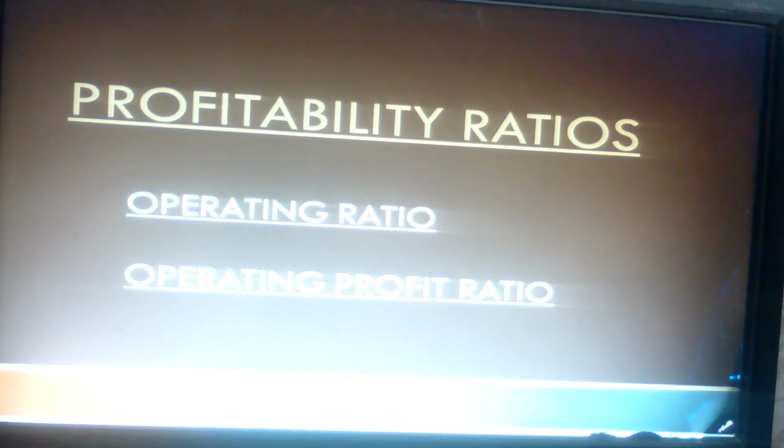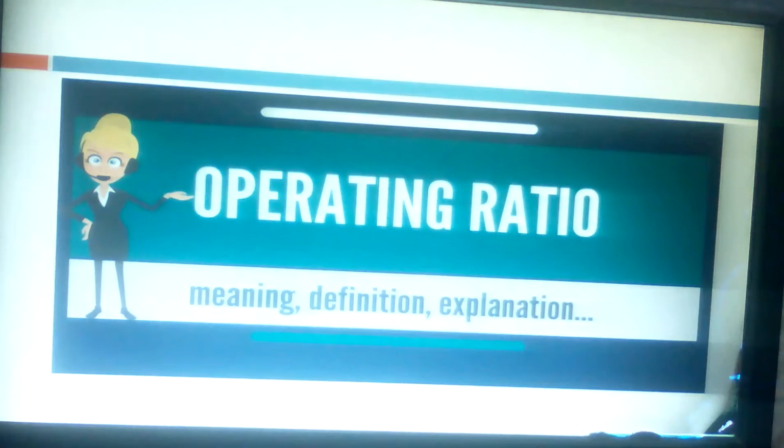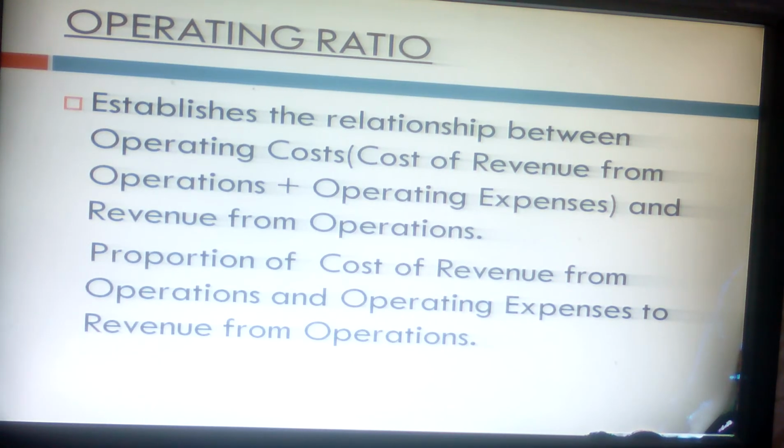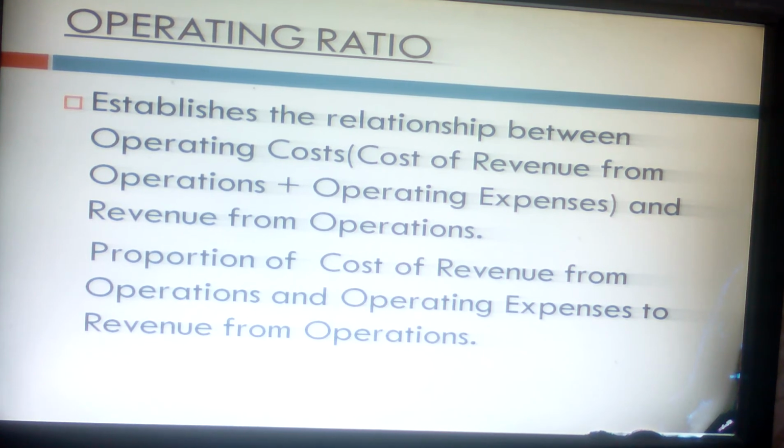So today we are going to discuss the last two ratios of profitability ratio: the operating ratio and the operating profit ratio. First, we will discuss the meaning, definition and explanation of the operating ratio. The operating ratio establishes the relationship between operating costs, that is, cost of revenue from operations and operating expenses, and revenue from operations. So it is the proportion of cost of revenue from operations and operating expenses to revenue from operations.